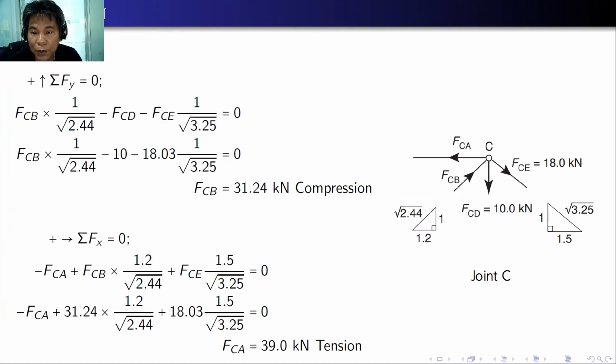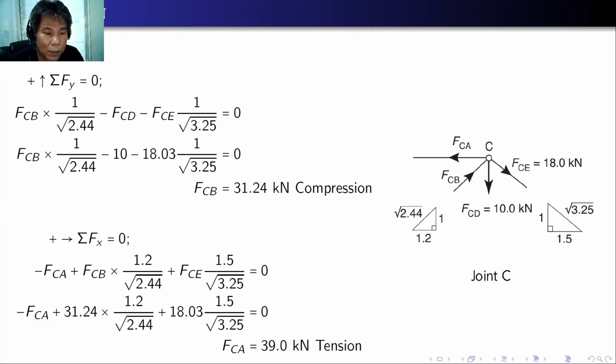So here again we use summation forces vertical because FCE has no vertical component, so only FCB. So we only have one unknown. So FCB times the vertical slope 1 over square root of 2.44, then minus FCD, which is vertical, then minus the vertical component of FCE times 1 over square root of 3.25. Substituting the values of this, we can solve for FCB, which is equal to 31.24 kilonewton in compression.